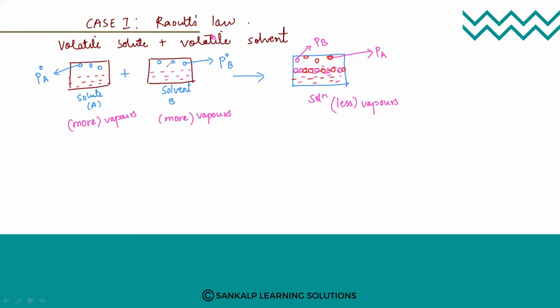also form the vapors. Why? Because volatile liquid. So whenever you have volatile liquids, only volatile liquid can form the vapors. Okay, remember that only volatile. If you have non-volatile, they cannot form the vapors. Okay, so in both the cases, pure solute is also forming more vapors. Pure solvent also is forming more vapors.